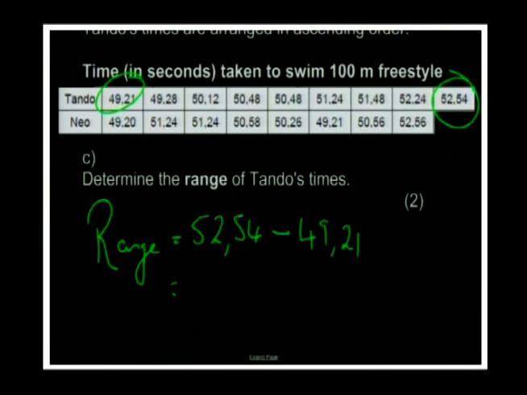So it's 3.33 seconds. That is the range of times. That's the difference between his fastest time and his slowest time, 3.33 seconds. That's not bad. Next one.